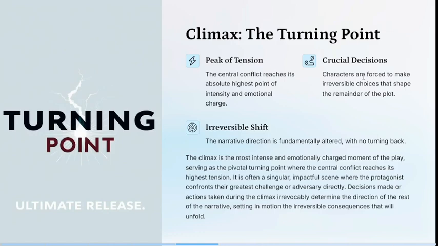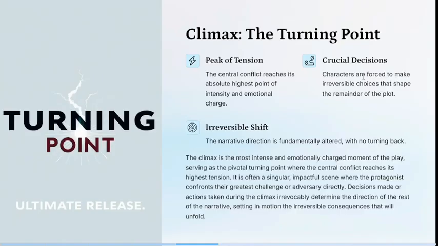So the climax is the most intense and emotionally charged moment of the play, which serves as the pivotal turning point where the central conflict reaches its highest tension, and it is often a singular impactful scene where the protagonist confronts their greatest challenge or adversary directly.